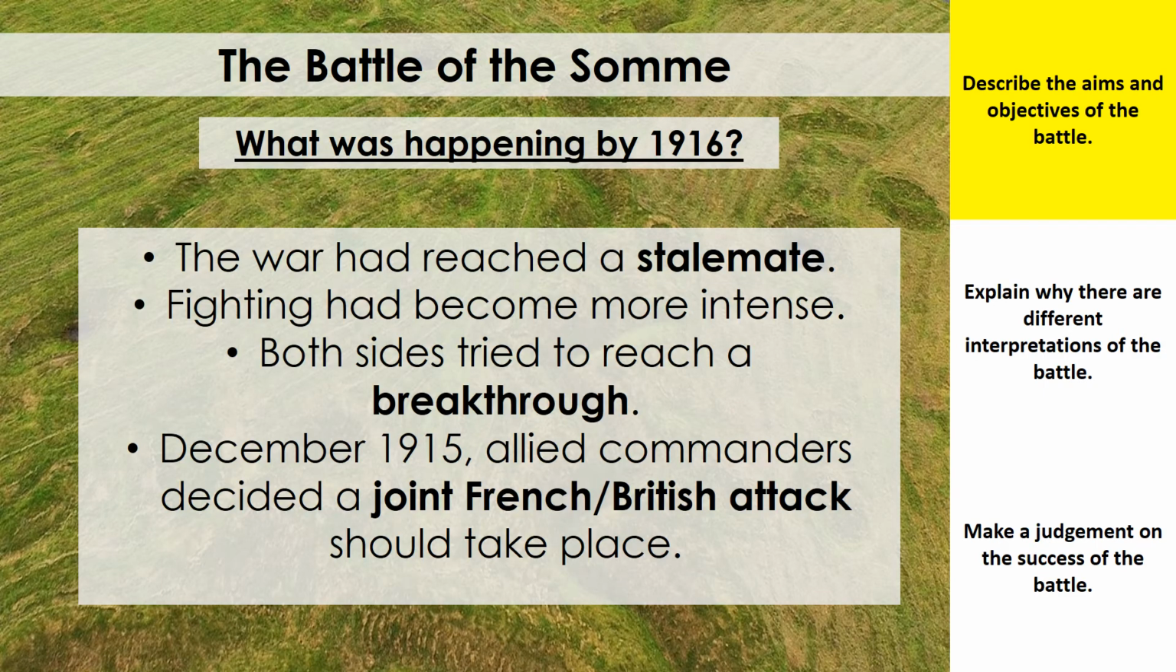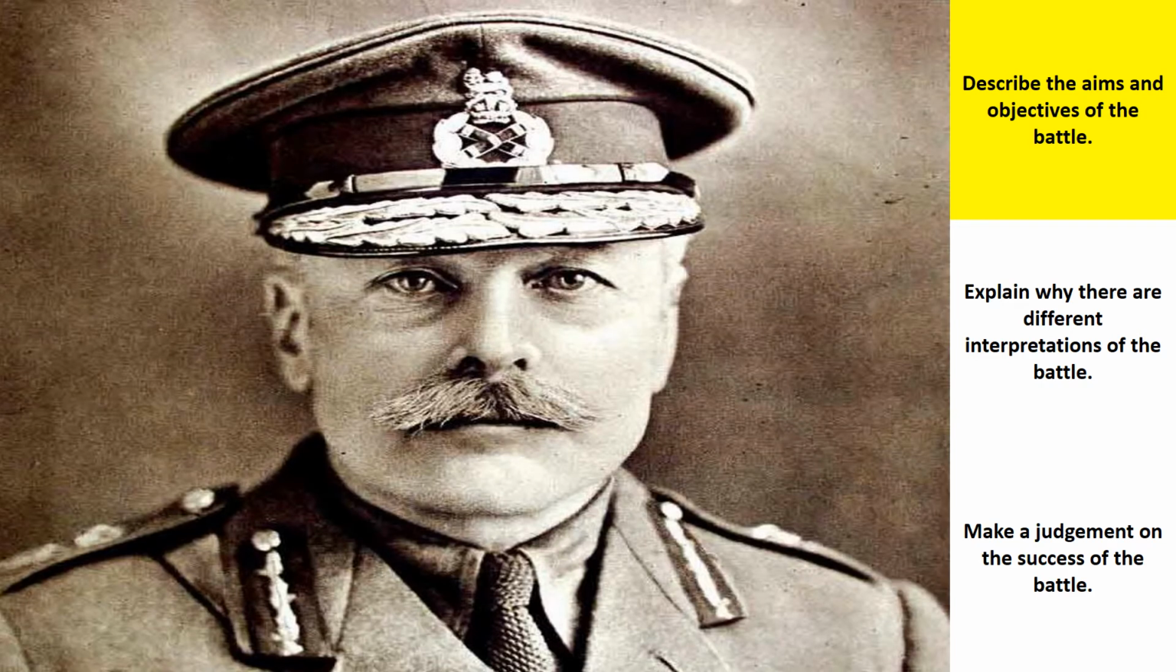Now what was happening by 1916? The war had reached a stalemate, so that meant that neither side was really making any ground. It was a draw at the moment. Fighting had become a bit more intense and both sides had tried to reach a breakthrough. In December 1915, the Allied commanders decided a joint French and British attack should take place. Now this here is General Douglas Haig. He was the commander of the British Army at this time.